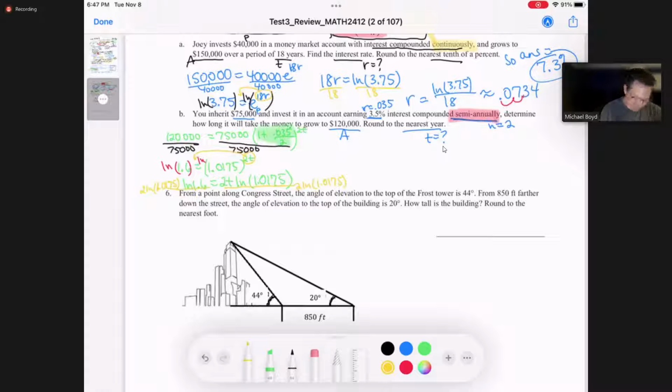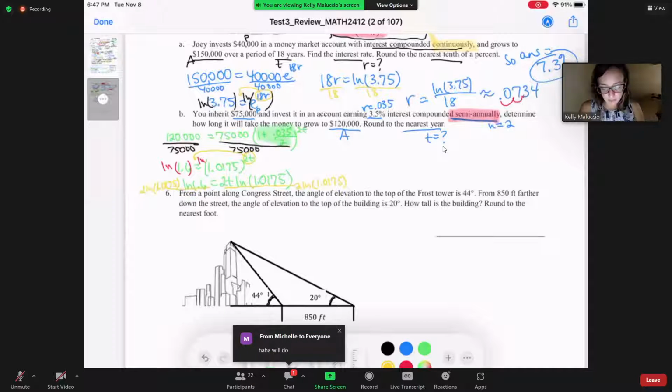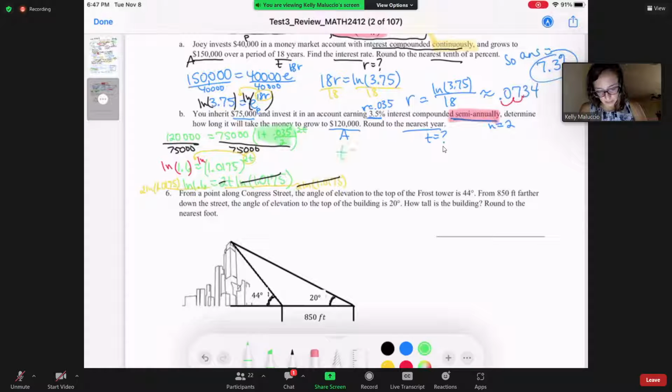Okay. So when we divide by this, let me rewrite it just a little bit nicer since I've basically butchered it over here. But basically this cancels, right? And then we get t, but I'm going to say t is going to equal ln of 1.6 divided by 2 ln of 1.0175, right? So once you put this in your calculator, and again, make sure you close those parentheses there, just be careful about all of this.